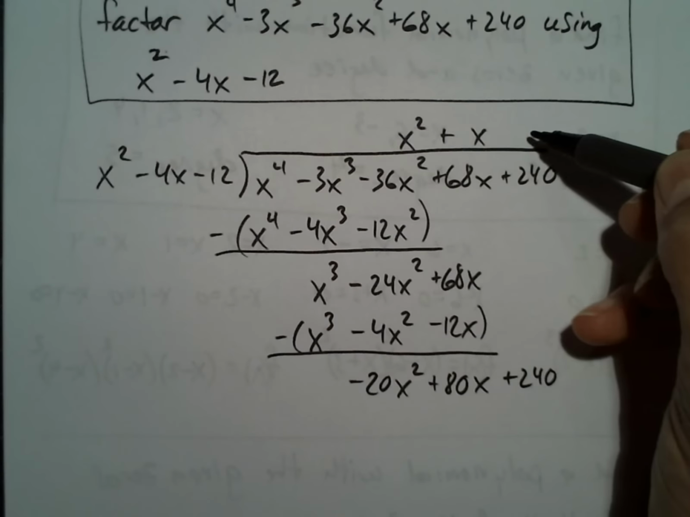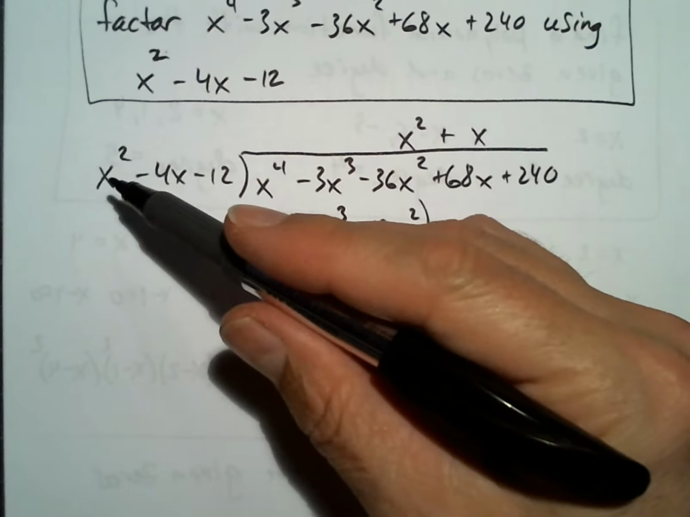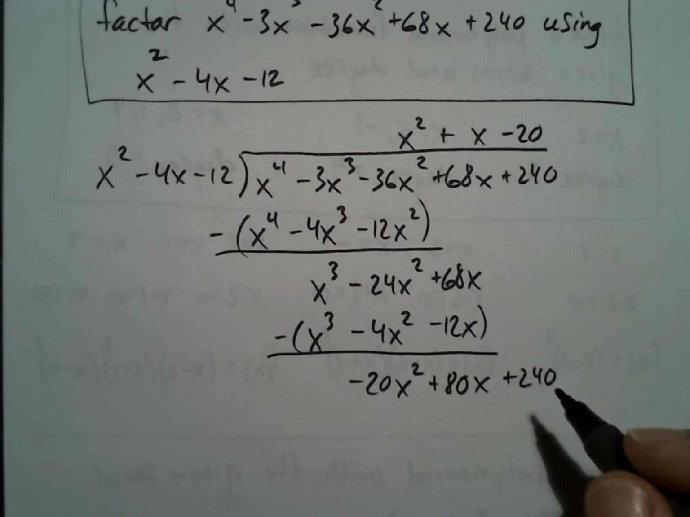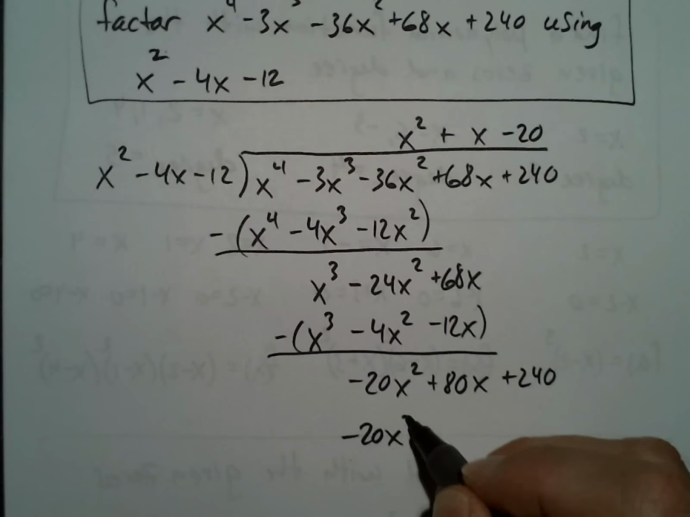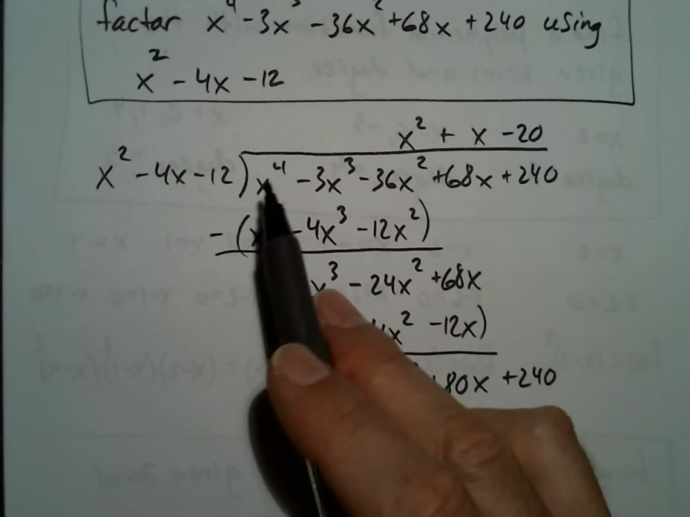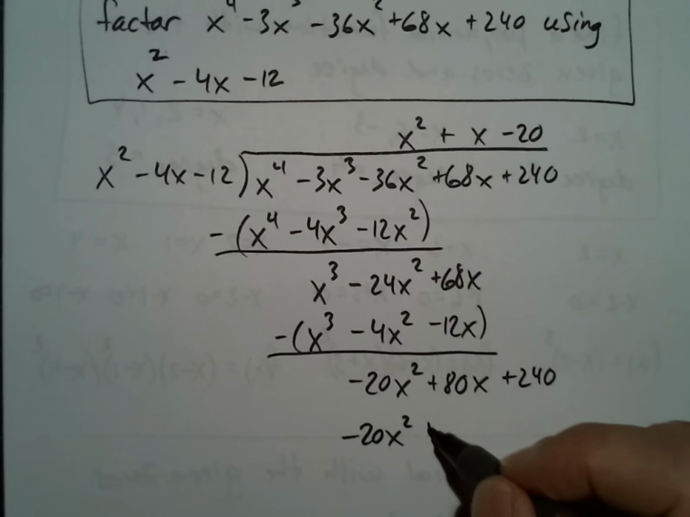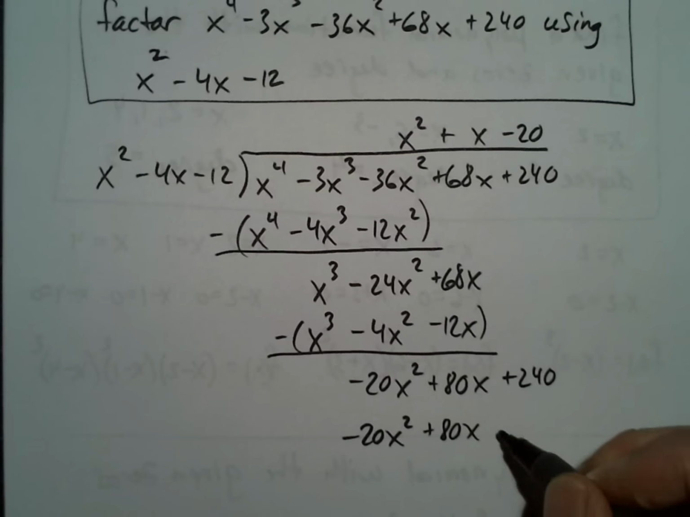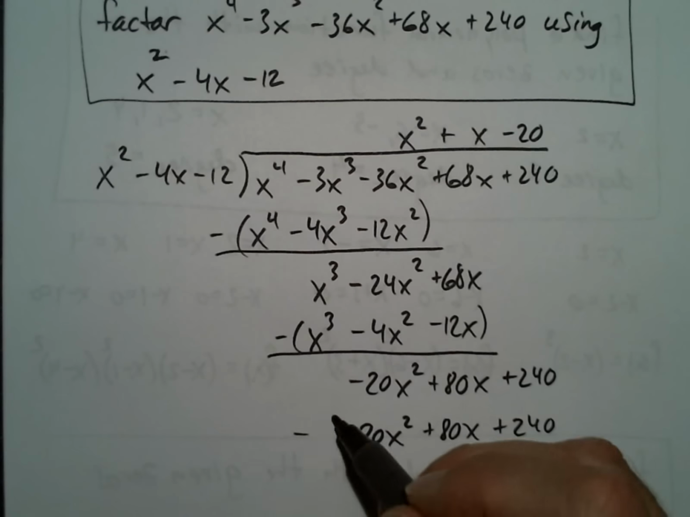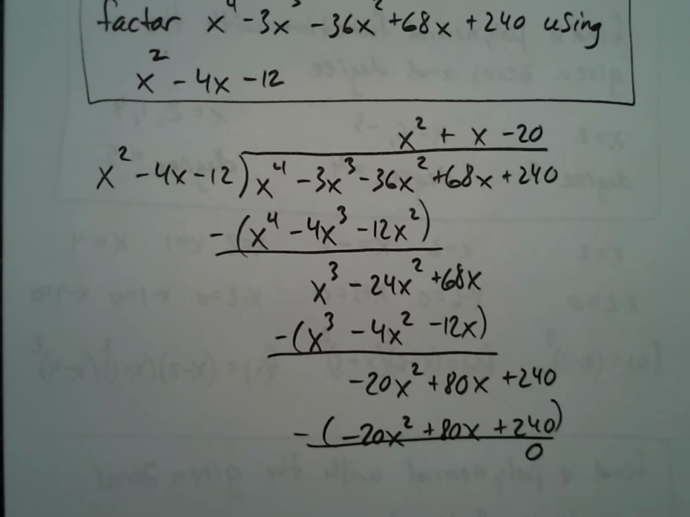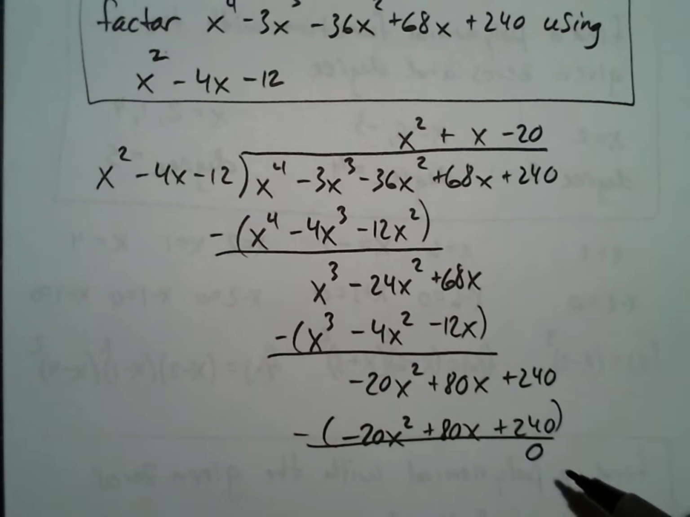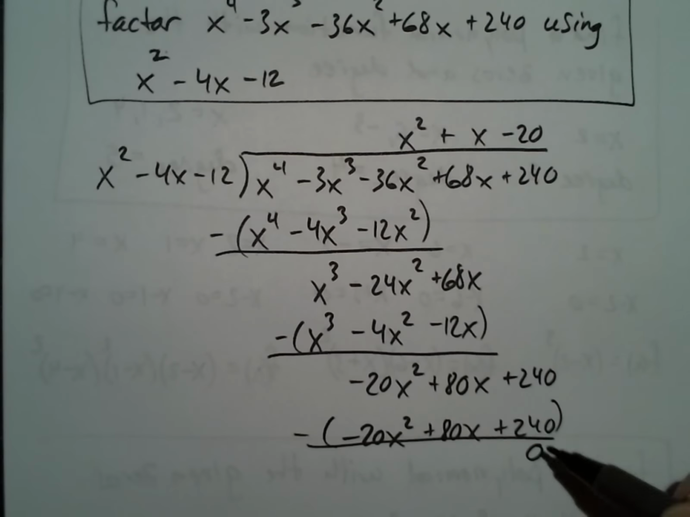And we need a term times x squared to get negative 20x squared. So that'll be negative 20. Negative 20, that'll be positive 80x. Negative 20 times negative 12 is 240. Subtract. And there's no remainder. So that tells us that that is a factor and that is a factor. This is a factor because there's no remainder.